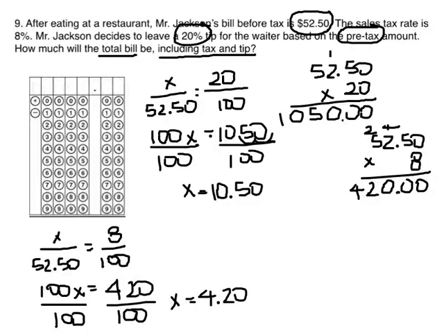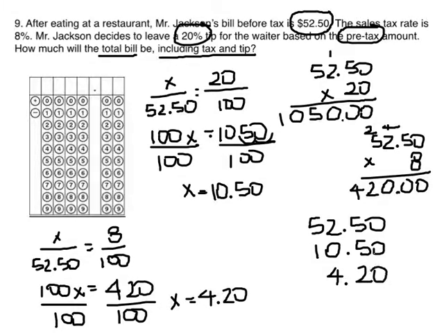So now for our final answer, we're going to take the total, which was $52.50, and then we want it after tax and tip. So we're going to add the tip and the tax, making sure to line up our decimals. So zeros, 5 plus 5 is 10, plus 2 is 12. 4 plus 2 is 6, plus 1 is 7. 5 plus 1 is 6. So $67.20. Nice job, everybody.